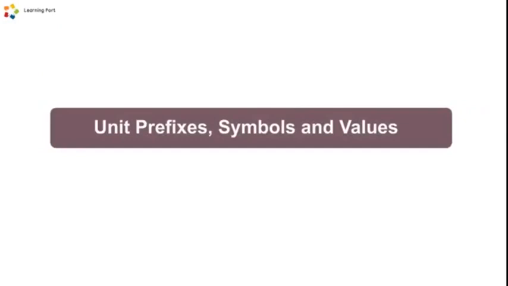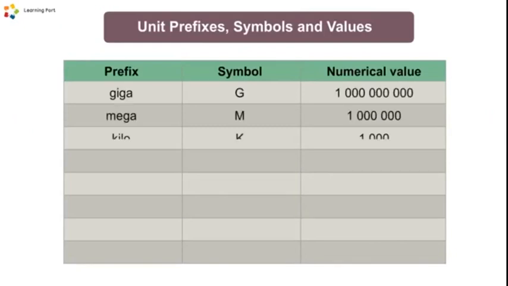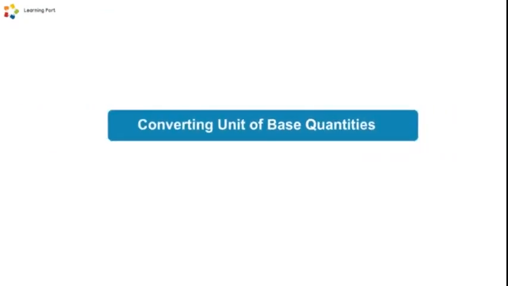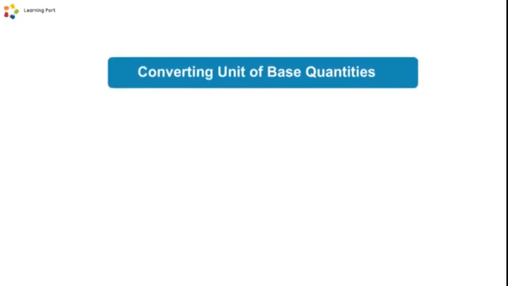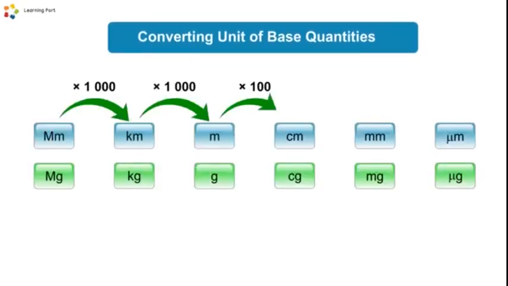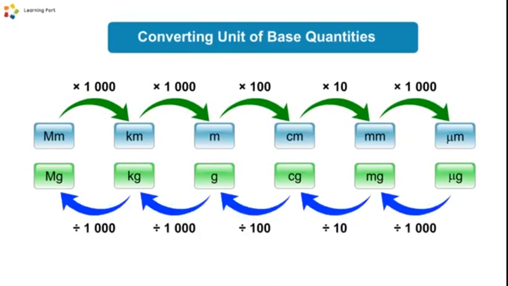Some measurements are too big and some are too small, so prefixes are used. Prefixes include giga, mega, kilo, deci, centi, milli, micro, and nano. Prefixes precede a unit to indicate a multiple or fraction of that unit. Therefore, to change the units, we need to multiply or divide to obtain a new value.